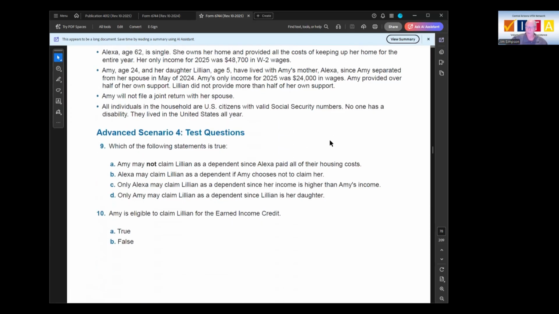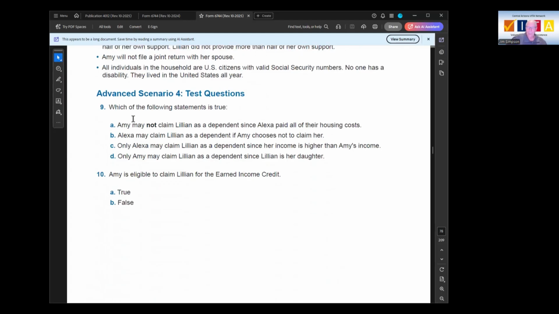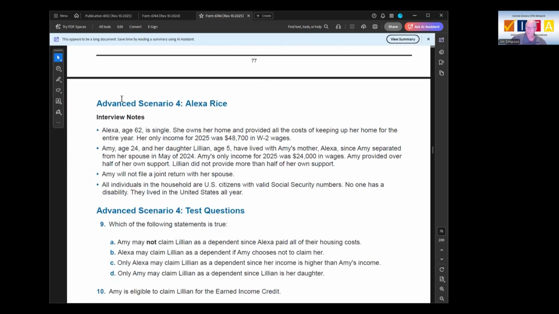How about advanced scenario four? So right here, now this question's asking about claiming dependents, and we have covered that. So let's go look at the facts. Alexa, age 62, is single. She owns her own home, provided all the costs for keeping up her home for the entire year. Her only income was $48,000.